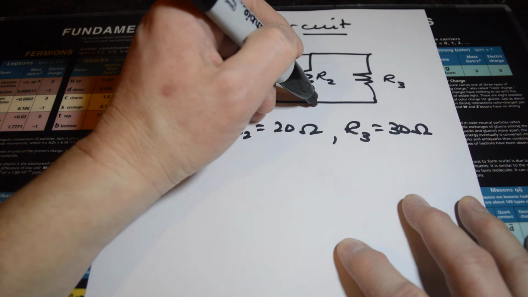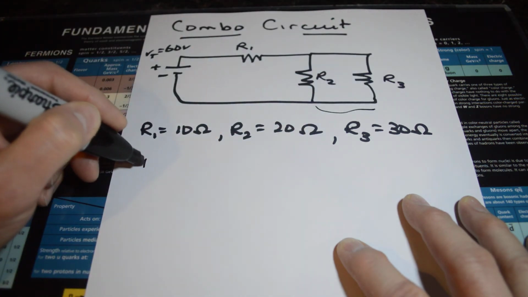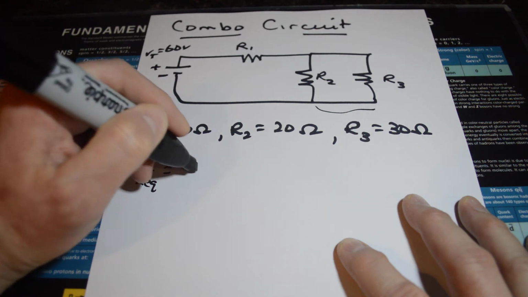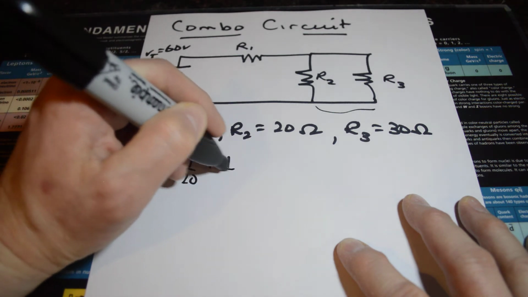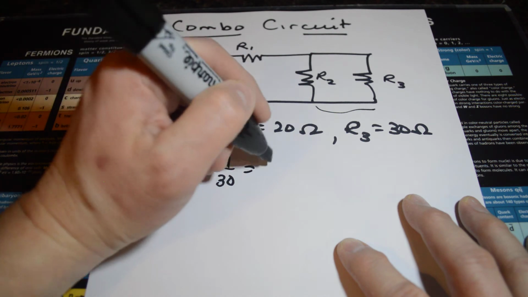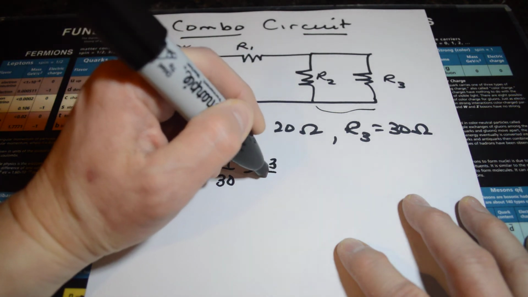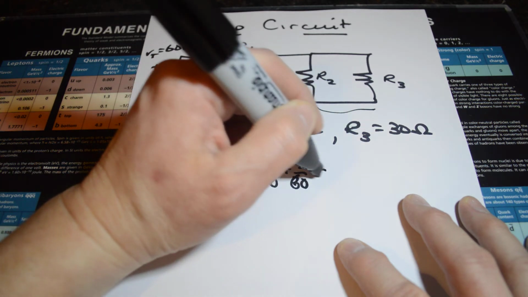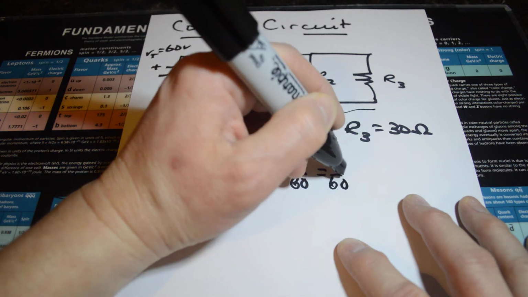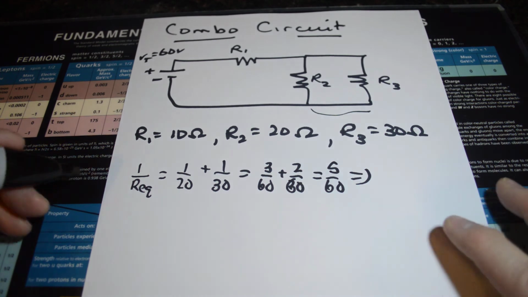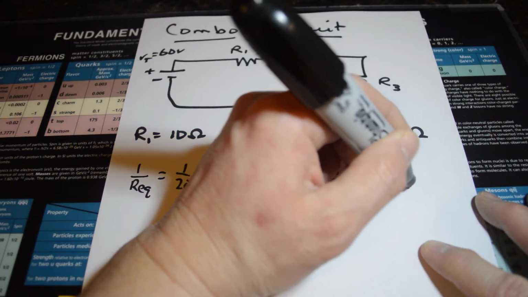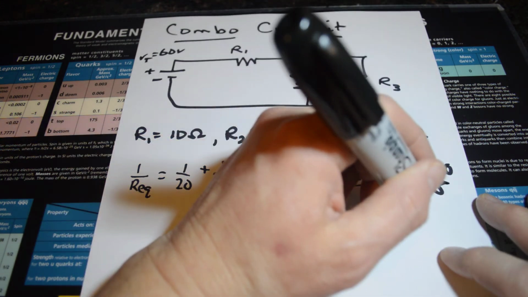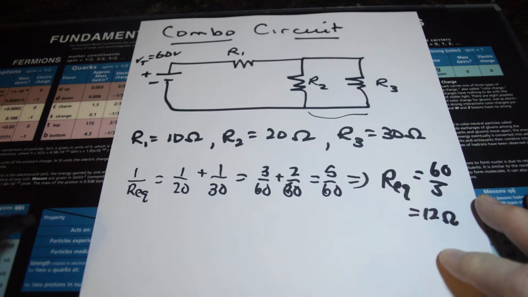If we just wanted what's happening with those 2 resistors, we could say 1 over the equivalent resistance between those 2 would be 1 over 20 plus 1 over 30. That's the same as 3 over 60 plus 2 over 60, which is 5 over 60. Remember, though, that to find the total resistance, we have to take the reciprocal of that. So that would be 60 over 5, which is 12 ohms between those 2.